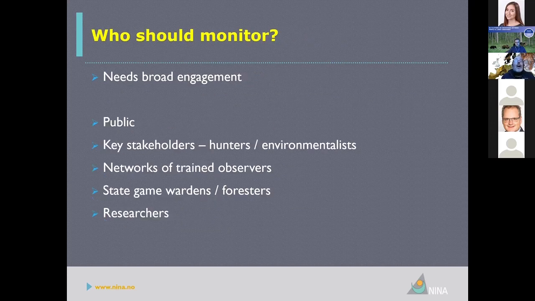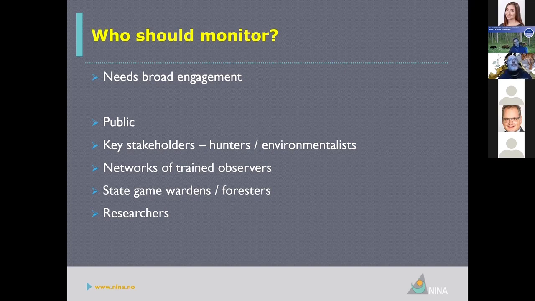So the question is, who should be engaged here? If we are going to rise to the challenge of quantifying the number and the distribution of carnivores across a continent, this cannot be done by scientists. Scientists have a role, but to really get anywhere, we desperately need an involvement of a broader public. We need to have the wider public in here. We need to have key stakeholders where the hunters are central. We need to have networks of trained observers, there are foresters, there's game wardens. It's really an effort that needs everybody to take part here.